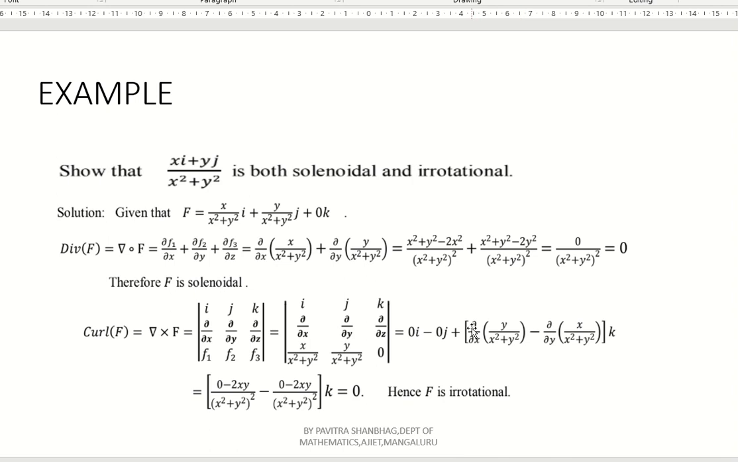Now what will you get here? Dou by dou x of y by x square plus y square. Now apply the u by v rule: denominator into derivative of numerator minus numerator into derivative of denominator. So what will we get with respect to x? Here denominator into 0 minus y into 2x. So what will you get? Minus 2xy, divided by denominator whole square, that is x square plus y square whole square.